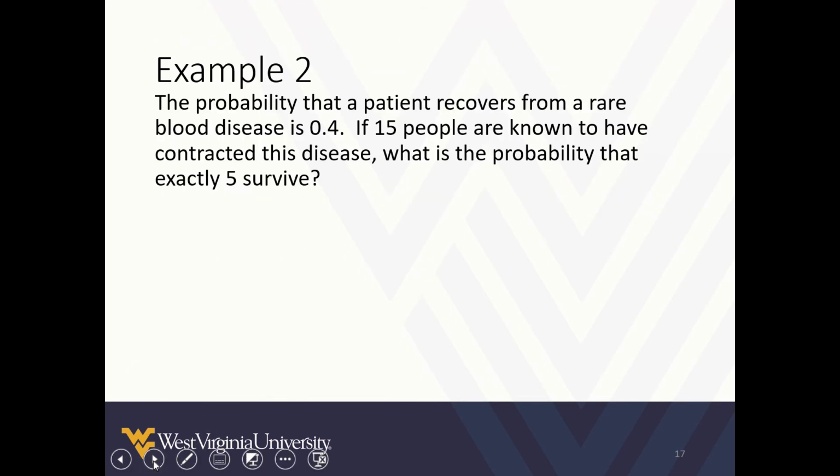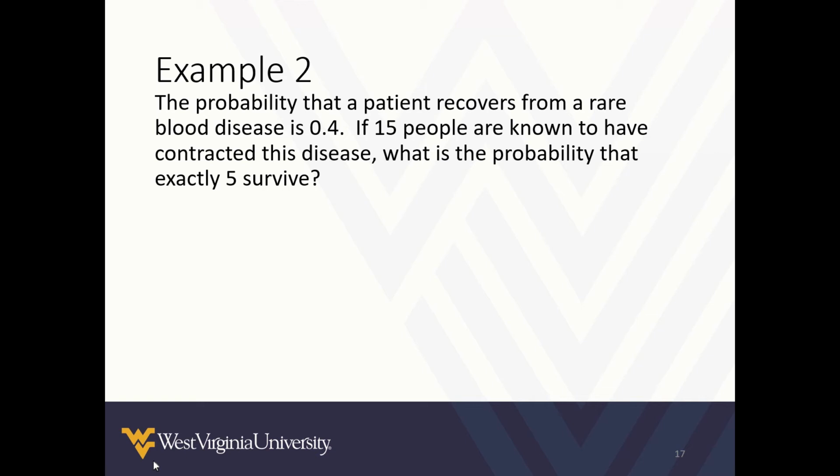Let's take a look at a second example, because I understand that this has been a lot of information thrown at you. The probability that a patient recovers from a rare blood disease is 0.4. If 15 people are known to have contracted this disease, what is the probability that exactly 5 survive?